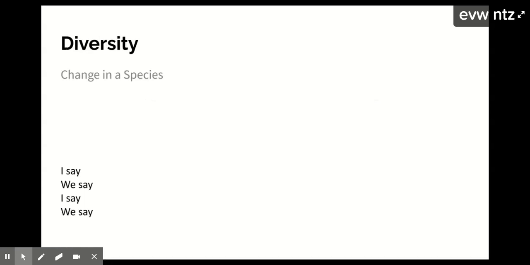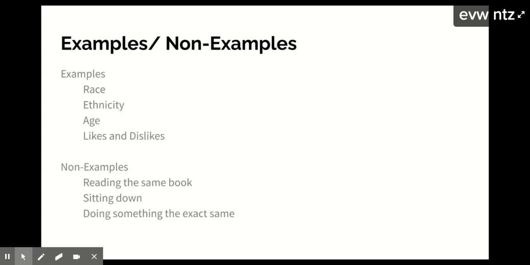Our second word is diversity. I'll say it, you repeat it. Diversity. Diversity is a change in a species. Some examples would be race, ethnicity, age, likes and dislikes. For animals, fur color, location, eye color. Some non-examples are reading the same book, sitting down, doing something the exact same.